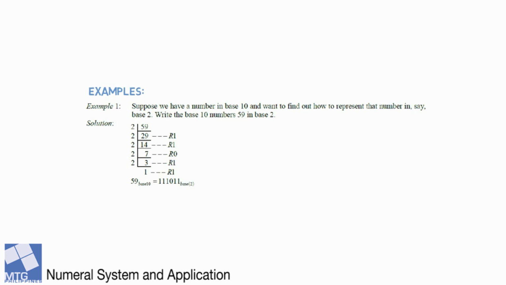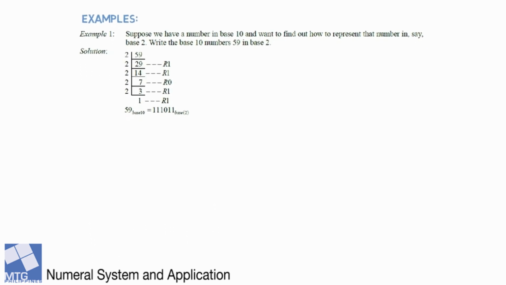until we have a number that is smaller than the number 2. Note, 29 divided by 2 is 14, remainder 1. 14 divided by 2 is 7, remainder 0. 3 divided by 2 is 1, remainder 1. Thus, we can write the base 10 number 59 in the form 1, 1, 1, 0, 1, 1.